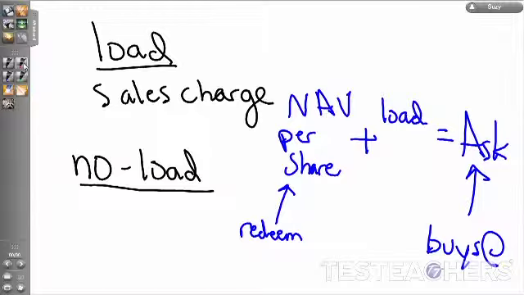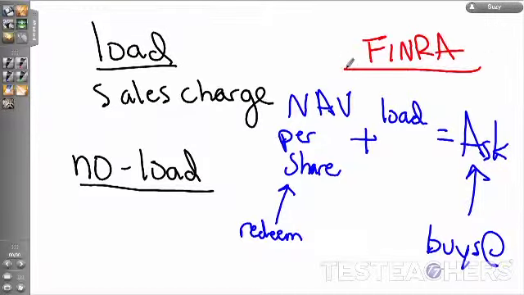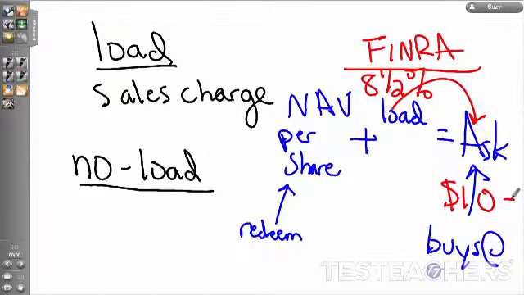Now, FINRA has a rule, it used to be an NASD rule, that says that the maximum sales charge allowed on this front-loaded fund is 8.5% of the ask. The maximum sales charge allowed is 8.5% of the ask. For example, let's say that the ask is $10. The maximum sales charge is 85 cents, 8.5% of 10. The NAV per share would be $9.15.